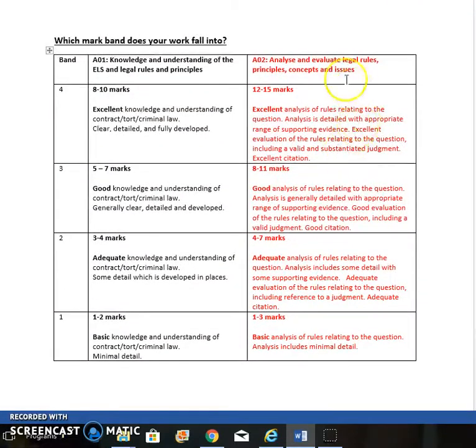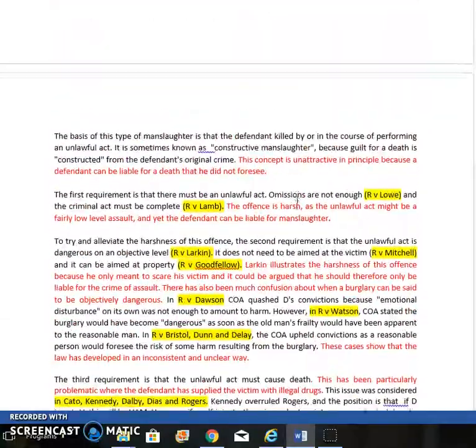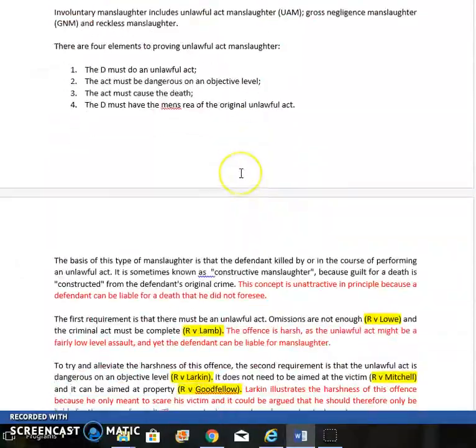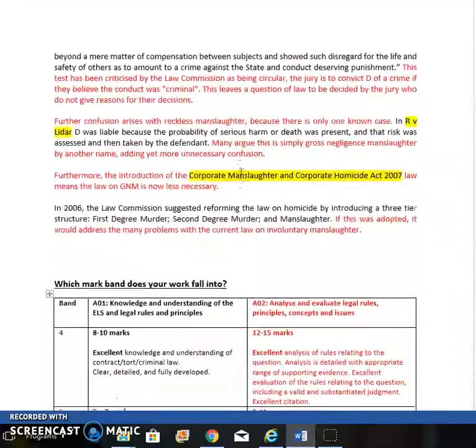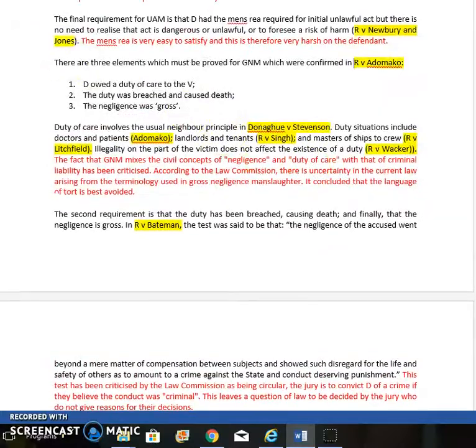And as usual, at the end there, I've got the mark bands. So you want to be up here for your AO1, maximum 10 marks, up here for your AO2, maximum 15 marks. And if you followed this plan, and you can see I've got a nice balance of red and black throughout, that suggests I'm going to get a nice balance of marks across the two bands.